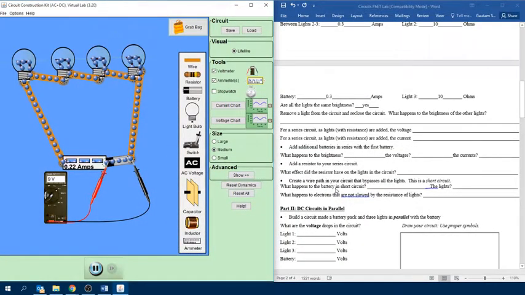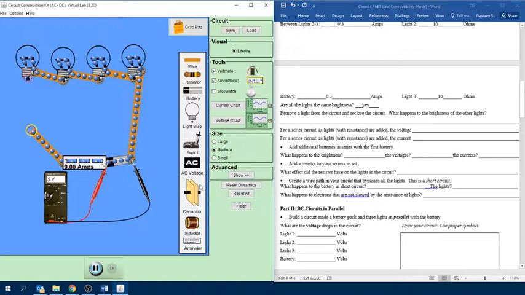Okay, so let's see what else. Now they ask you to create a wire path in your circuit that bypasses all the lights. This is called a short circuit. What happens? Oh, sorry, I forgot to add my resistor first. Let me add my resistor. There we go, resistor.